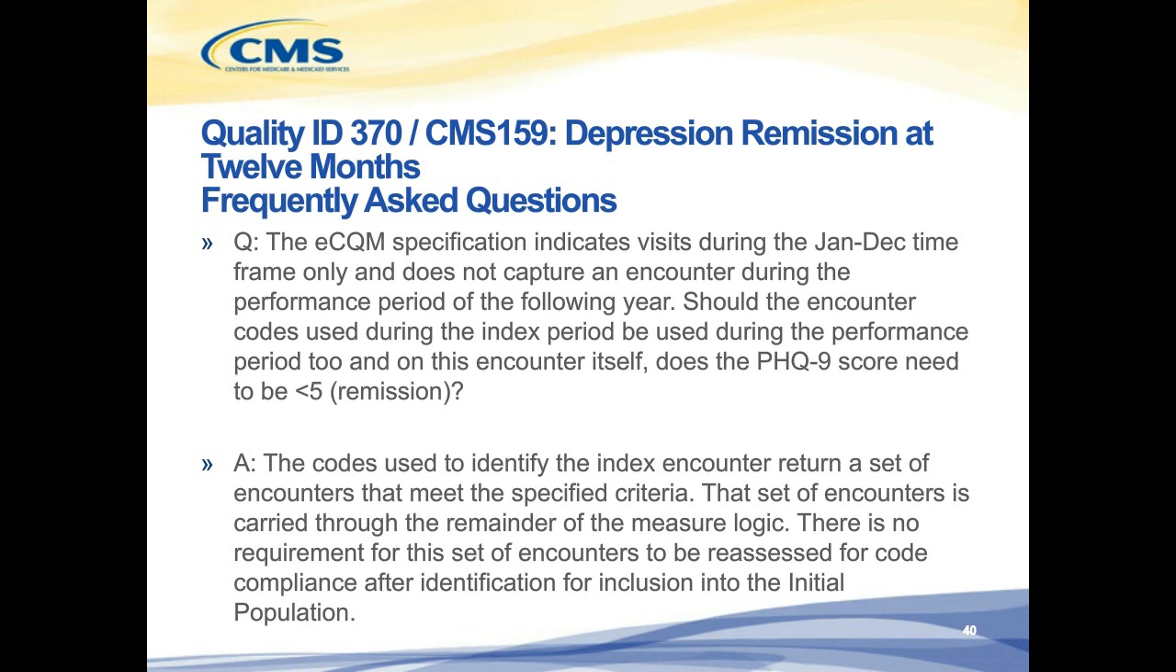Thanks, Claudia. The next question is, can you please explain what an index event is? Sure. The index event is the date in which the first instance of the elevated PHQ-9 or PHQ-9M is greater than 9 with the diagnosis of depression or dysthymia occurring in that denominator identification measurement period.